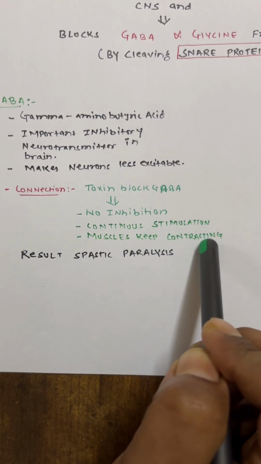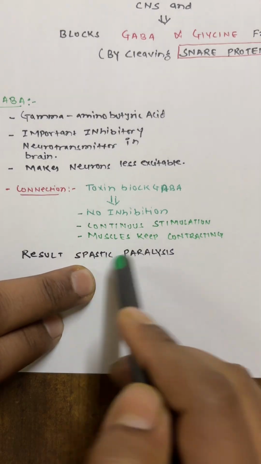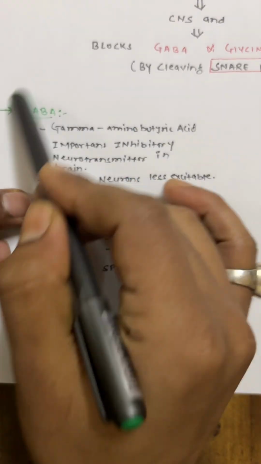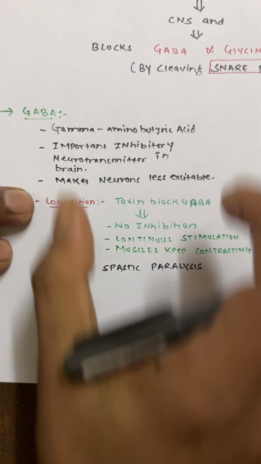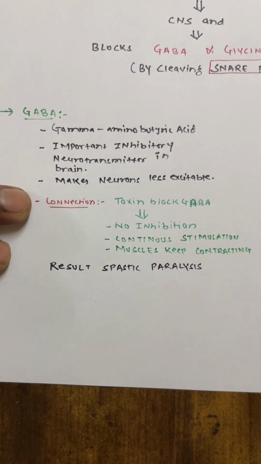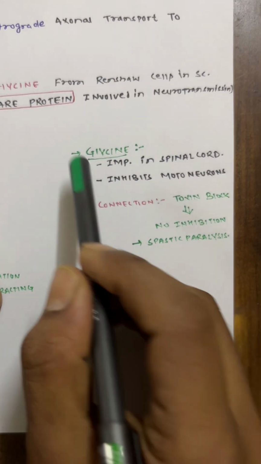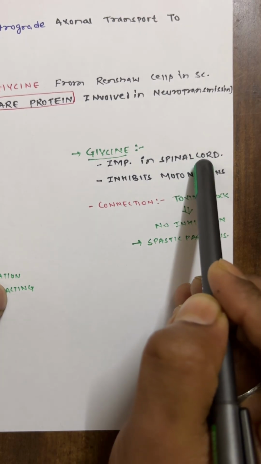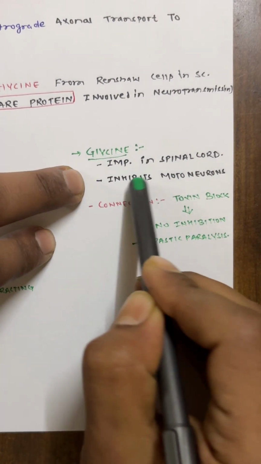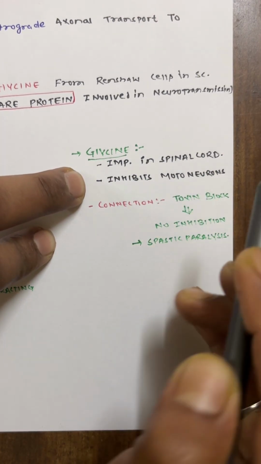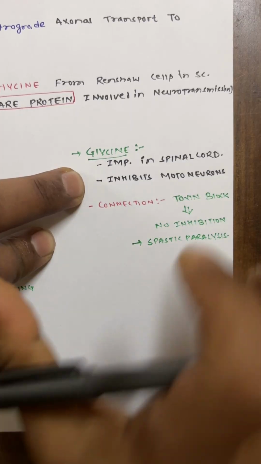Okay, so the muscle will keep contracting and that will result in spastic paralysis. So this is how GABA is related to tetanus. Now we'll see about glycine. While talking about glycine, it is important in the spinal cord. Glycine inhibits motor neurons. So how is it connected to tetanus?